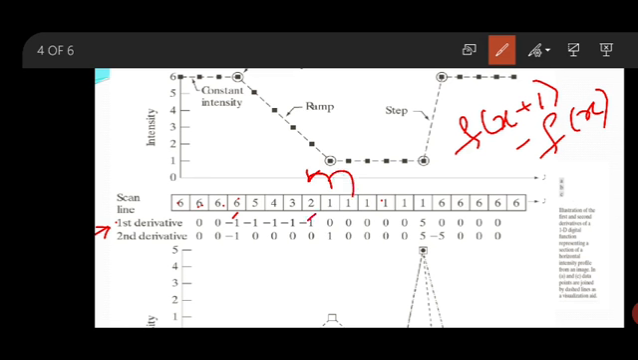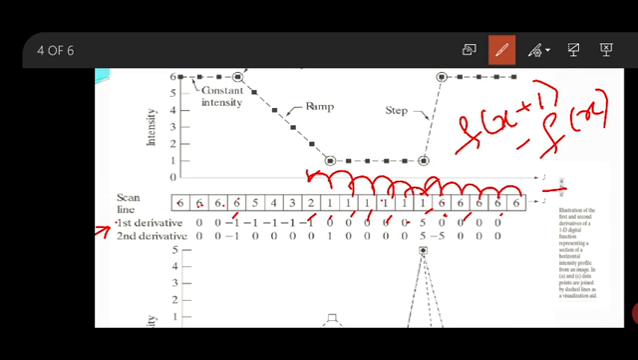1 minus 1 is 0, repeated for each pair. Then 6 minus 1 is 5, and 6 minus 6 is 0, 6 minus 6 is 0, 6 minus 6 is 0. There is no value after that, you end up here. I hope you are getting this one.